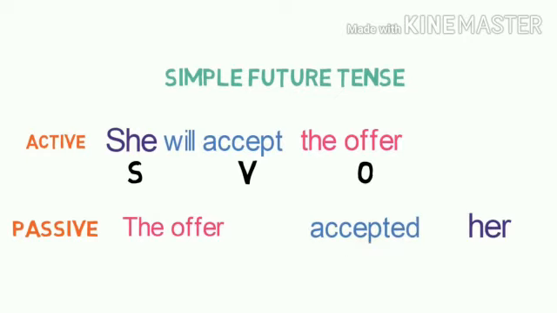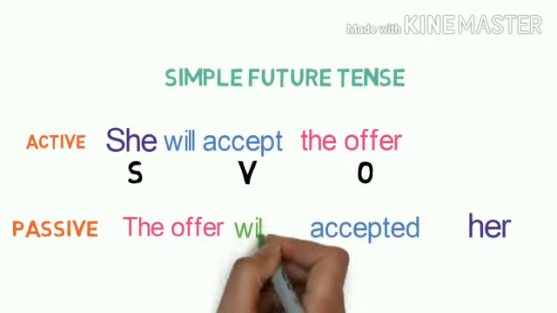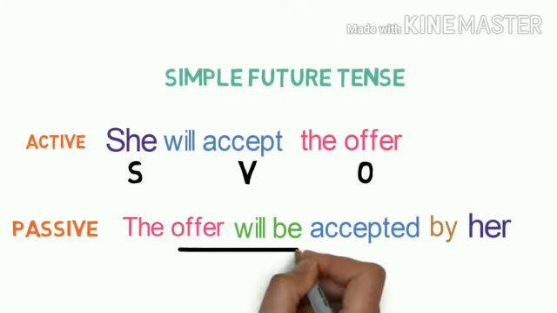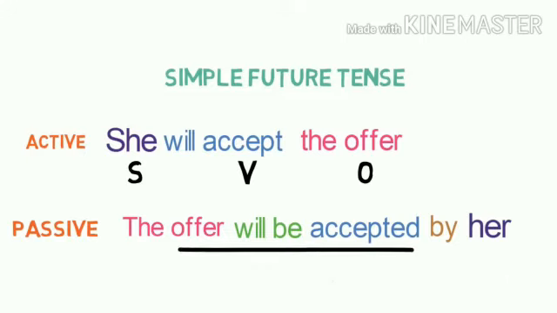Next, we have to change accept as accepted, adding a suitable helping verb to be, that is, it will be the main verb will be converted to V3 form. And lastly, we need to add by as it is simple future. Make the sentence complete. So the preposition by will be used as per the step. So the complete passive sentence is: The offer will be accepted by her.